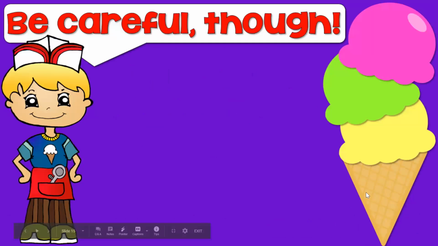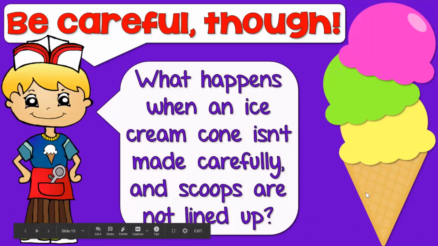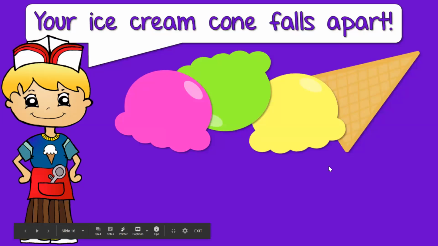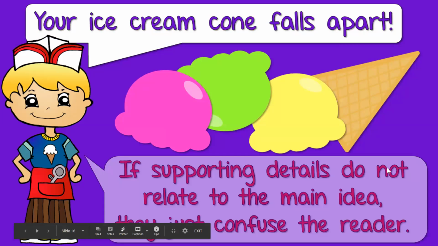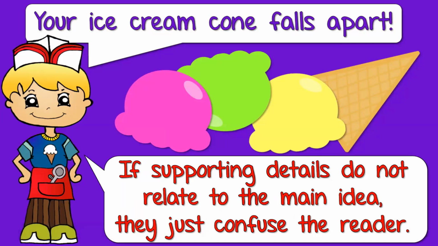We have to be careful, okay? What happens when an ice cream cone isn't made carefully and scoops are not lined up? You ever gone to get ice cream and the person making your ice cream cone just slaps all the scoops on top of the cone and hands it to you, and it's tipping over? Then it has potential to topple over, right? Your ice cream cone will fall apart if all of your details don't line up. So if supporting details do not relate to the main idea, they just confuse the reader.